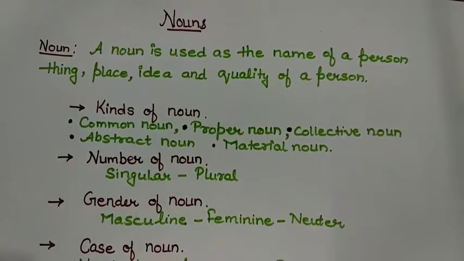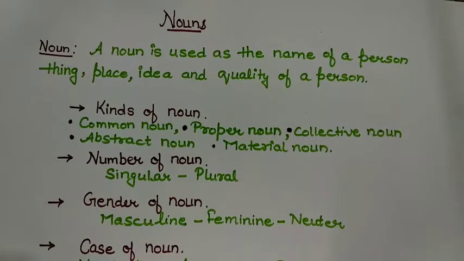In my last video, I introduced parts of speech. So, continuing that, today I am going to elaborate on the very first one, that is nouns. A noun is used as the name of a person, thing, place, idea, and quality of a person. We already know the similar definition of noun. Today, we will try to understand noun as well as kinds of noun also.